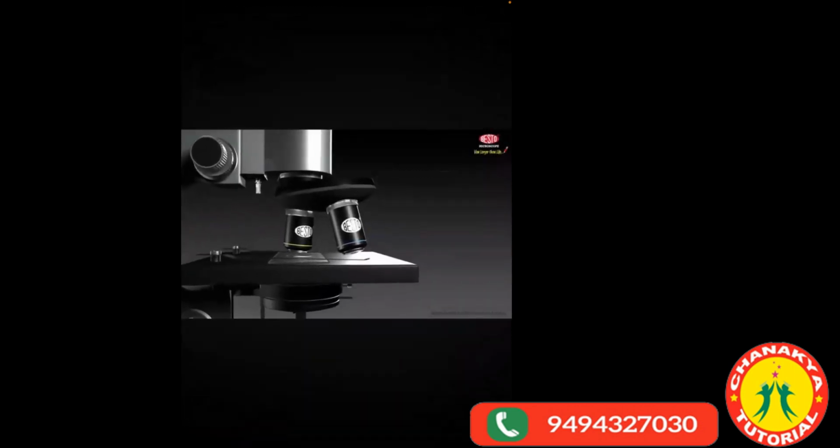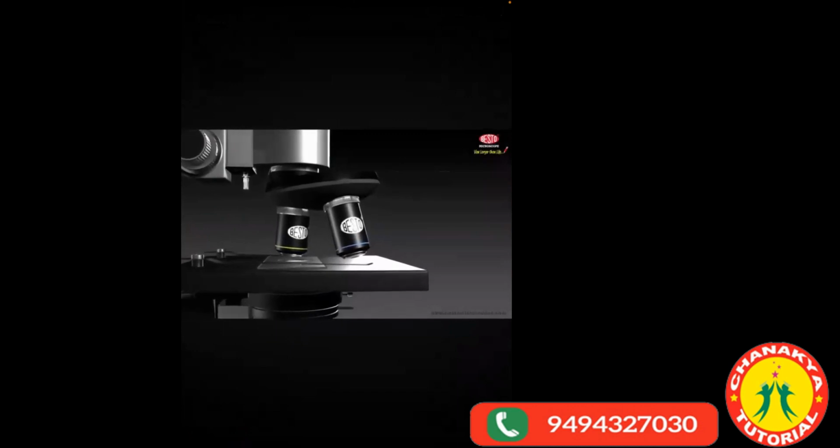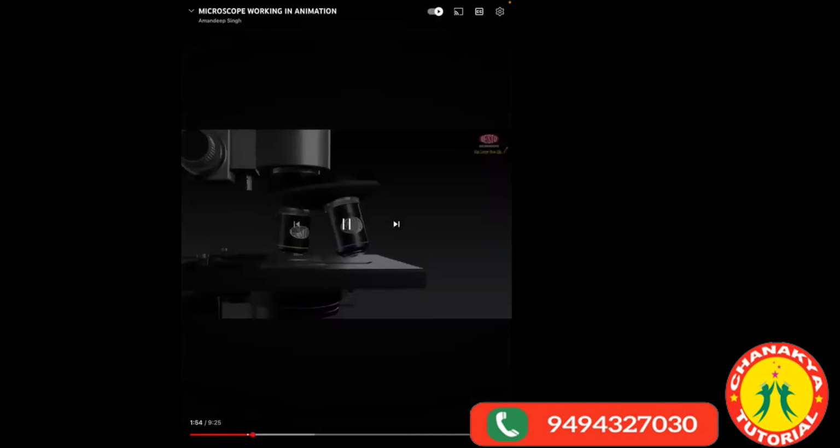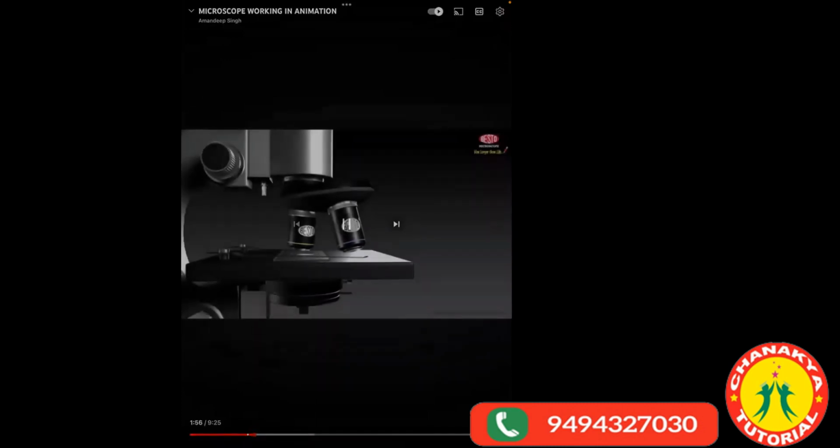Like the eyepieces, objectives also come in various powers. A microscope has several objectives, for example, 4x or 5x, 40x or 45x, and 100x. So some different lenses are there. It depends on school to school: somewhere 5, somewhere 4, somewhere 30, 15, 45. These are the different magnification powers of it. Some microscopes only have one or two objectives.